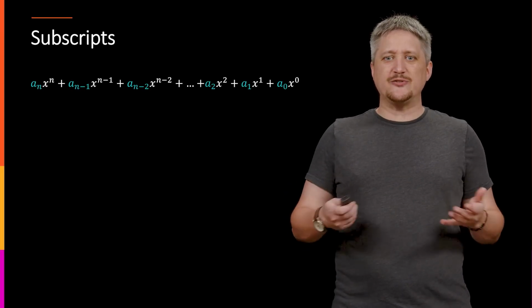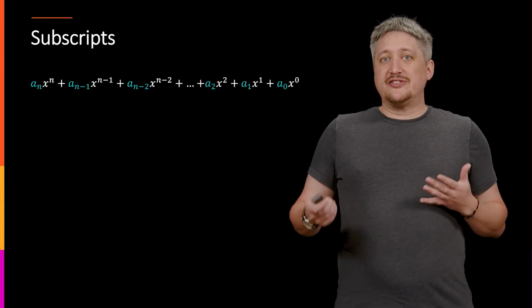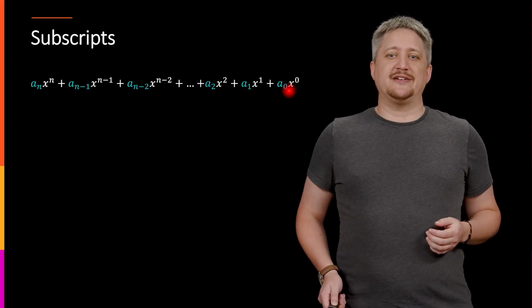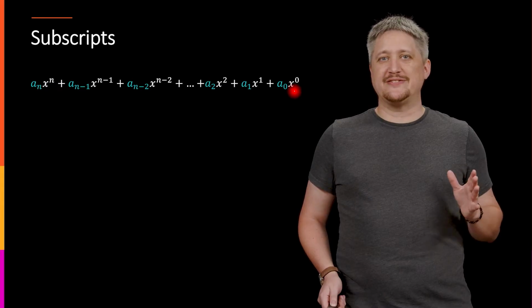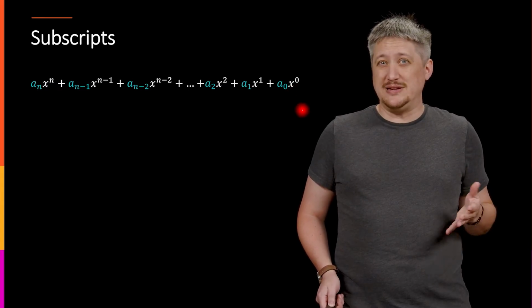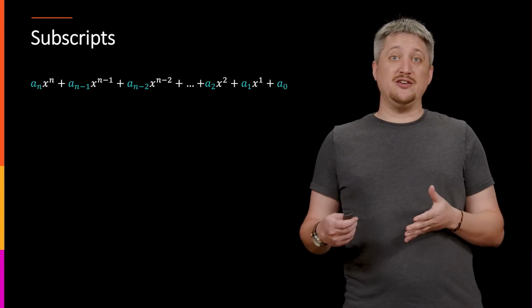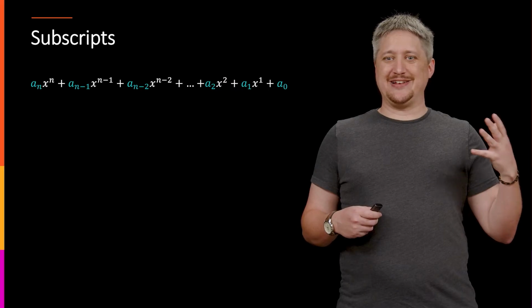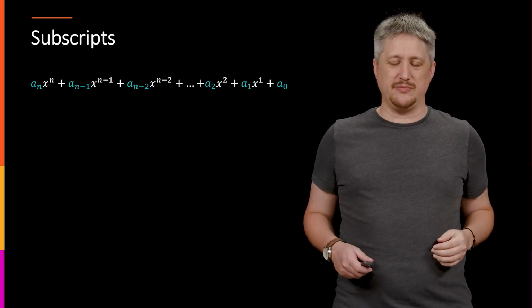So this is a nice way of keeping track of these things, with the slight note that in its standard form, we usually don't bother writing this x to the 0. This is not incorrect, but x to the 0 is just 1, so we don't really need it because multiplying by 1 doesn't change the value. So typically we just end with a sub 0, and we understand that that's attached to x to the power of 0 that we don't really need to worry about.